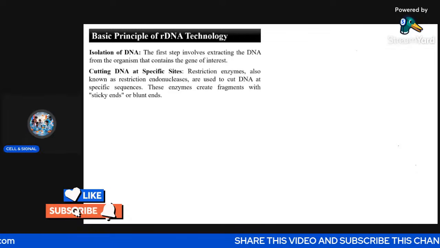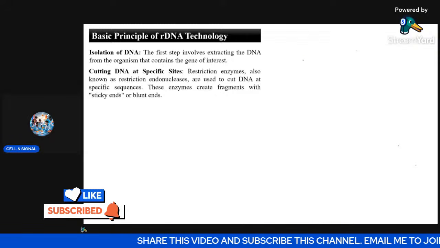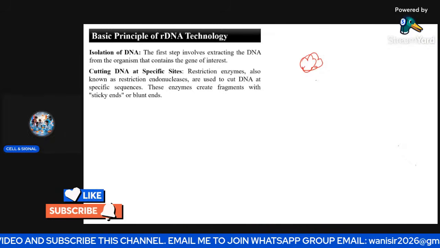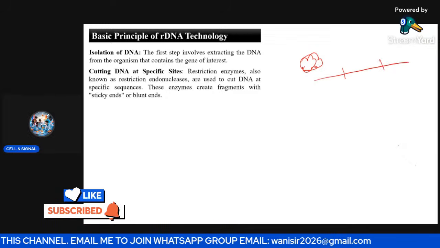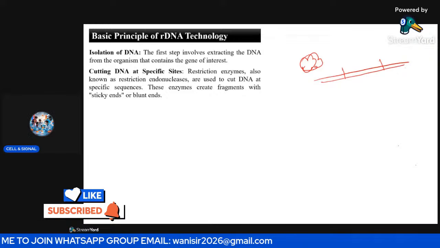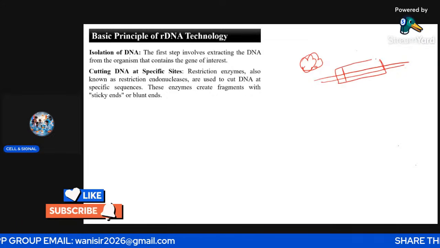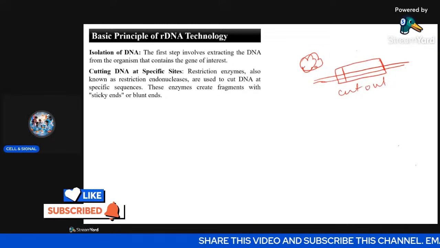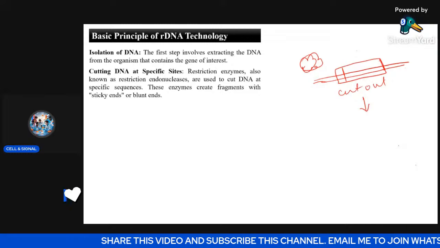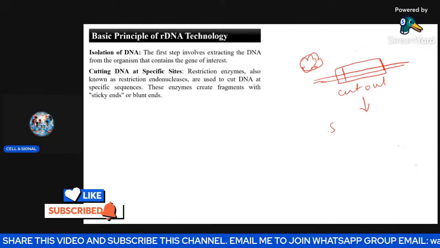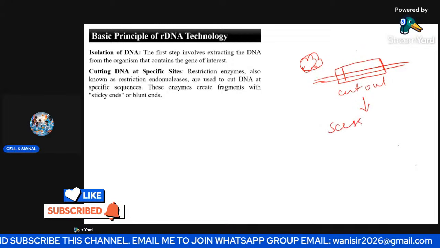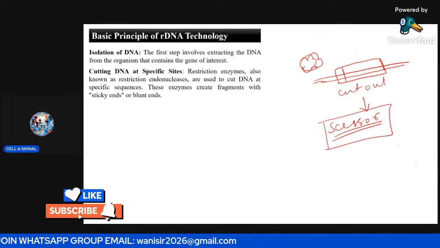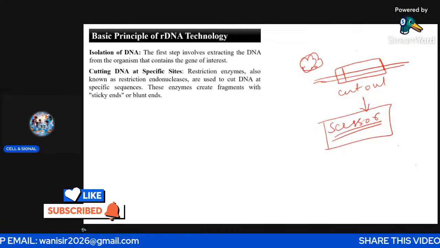So then what do we need? We got the DNA. Okay, we have the DNA here. Now we need the specific site. For example, on this strand of the DNA we have the gene of interest here, and we need to cut it out. So how can we cut it out? We can use scissors. And what are the scissors in biotechnology? We will discuss that later on.